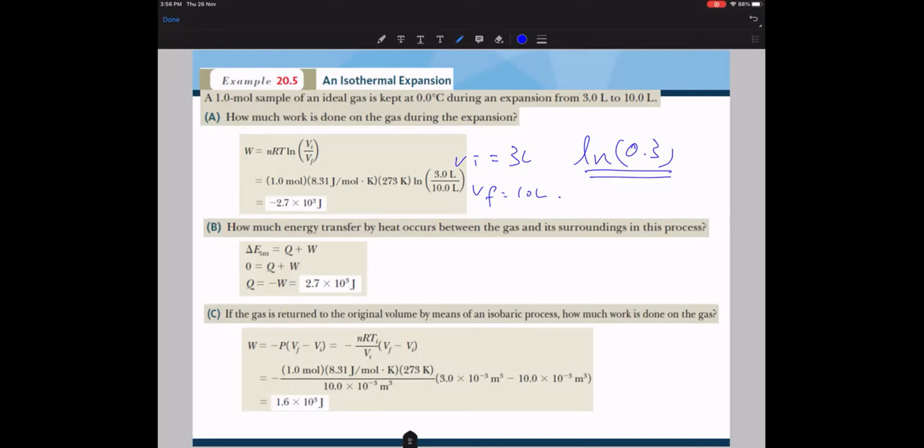And then in part B, how much energy is transferred by heat between the gas and the surrounding in the process? By the first law, delta E is equal to Q plus W, and it is an isothermal process, so the internal energy change is equal to 0. All the heat is coming from the work done.